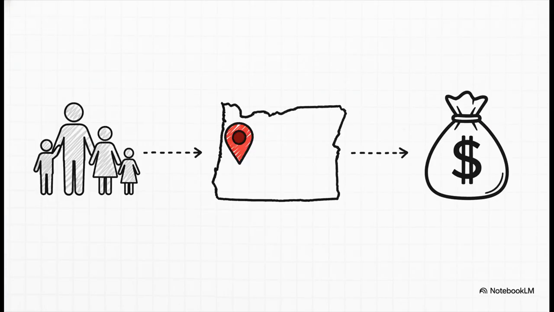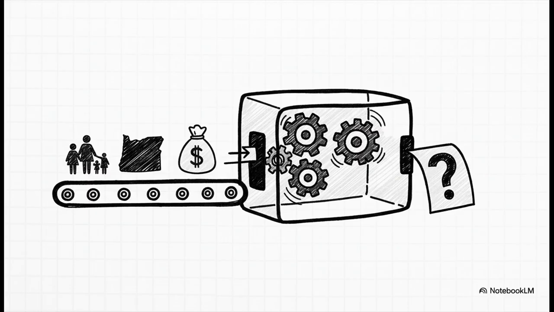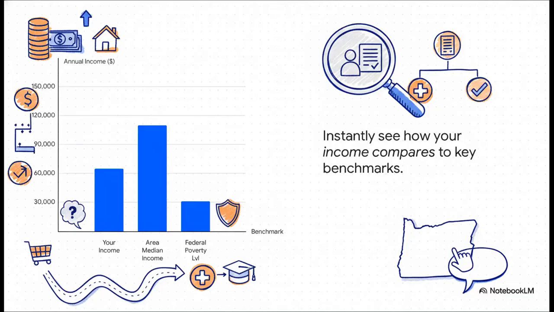To really see it in action, let's walk through an example. We'll use a sample case of a family of 4. They live in Multnomah County, and their total household income is $65,000 a year. So, they've punched in their information. Right now, in the background, the tool is doing its magic. It's cross-referencing their income and family size against all the different eligibility rules for a whole bunch of programs. And boom, the results pop right up.